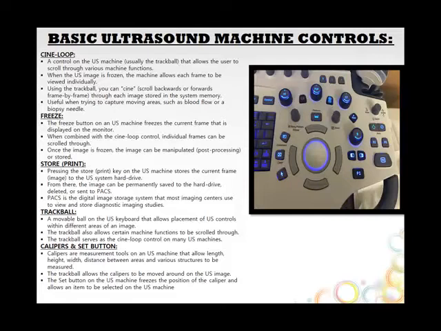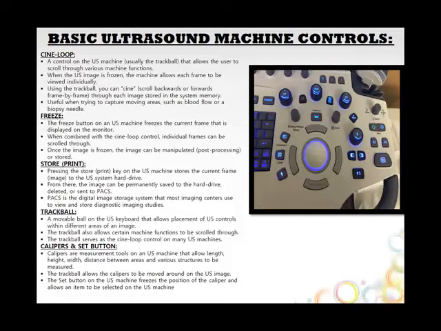We have a store or print button, which is usually one of these buttons over here. After we use the freeze button to freeze our image, we can store that image on the ultrasound machine's hard drive so we can pull it up later. The freeze button is this image button here, and it allows us to freeze the current image that's on the screen.